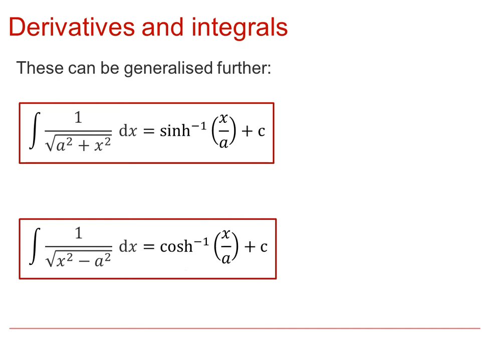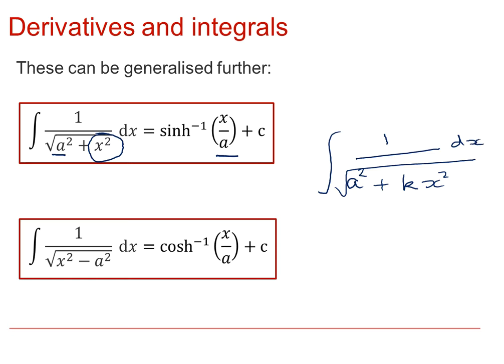These results are generalised further for x over a, noting that it's a squared and that also the coefficient of the x squared is only 1. For the case where we have something of the form a squared plus kx squared, when we're looking at the integral of that, we'll have to take some other steps.